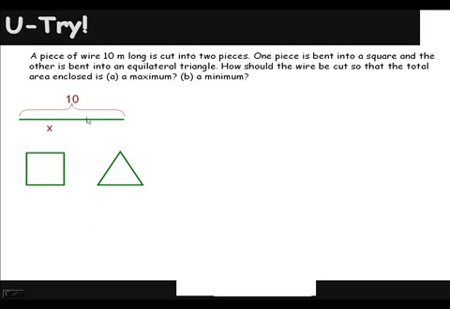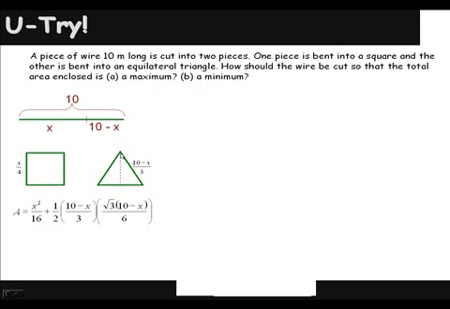But if I cut it here, that means I've got x divided by 4 for the length of each side of my square, and I've got 10 minus x left of wire here. If I divide that by 3, that's the length of each side of my triangle. I'm trying to find a maximum and a minimum area. So let's look at areas. The area of my square is just x over 4 times x over 4, which is x squared over 16.